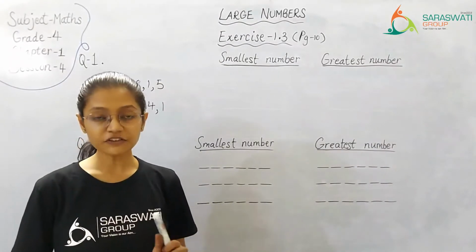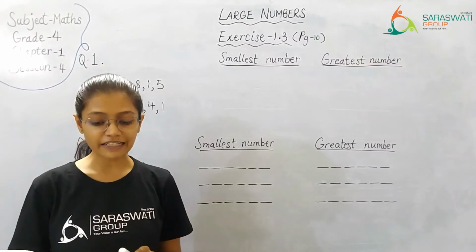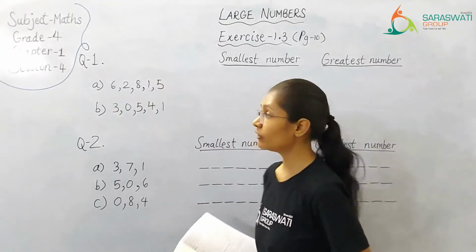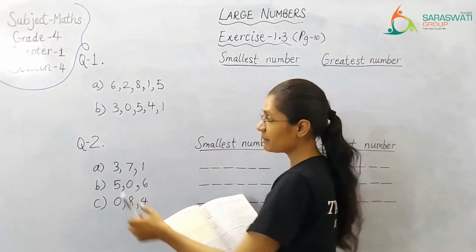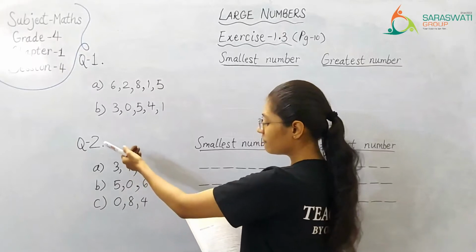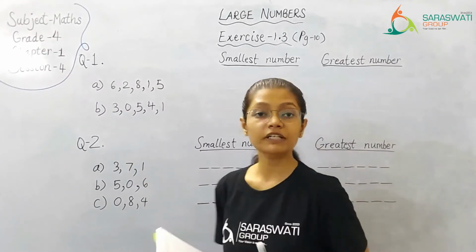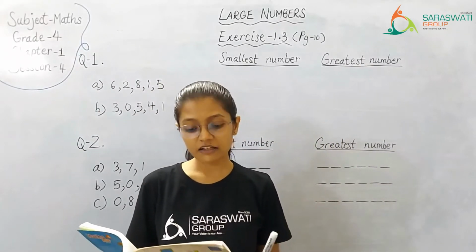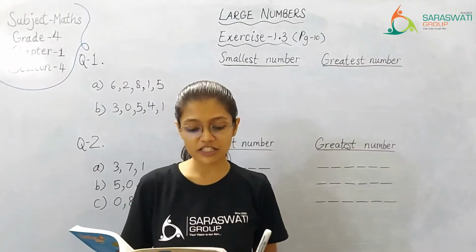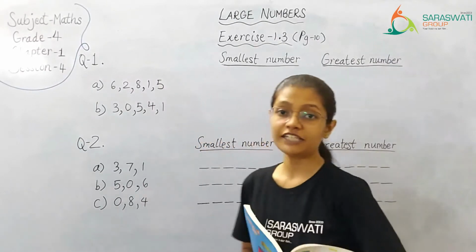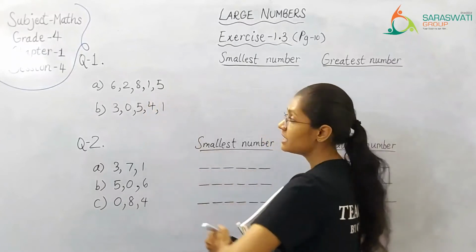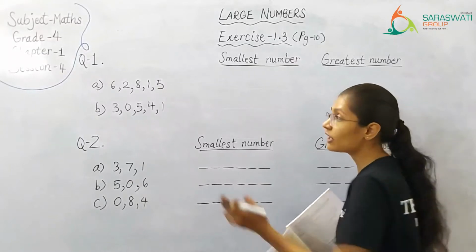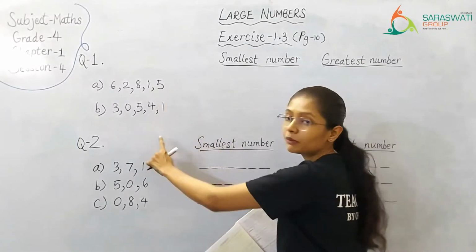Now, the first question, you have to write the greatest and smallest numbers that can be formed with the given digits. So in the first question, in each question from A to E, you are given 5 digits. And you have to form the smallest and the greatest numbers using the given 5 digits. And the condition is that you have to use each digit once. So if you have to use each digit once over here, it means you have to form the smallest and the greatest 5-digit numbers, as you are given 5 digits in each of these questions.